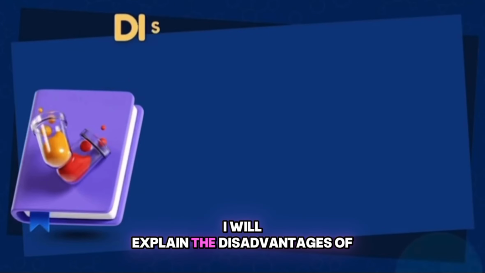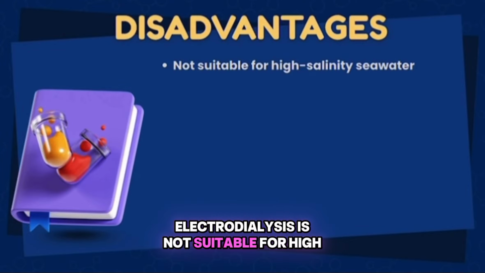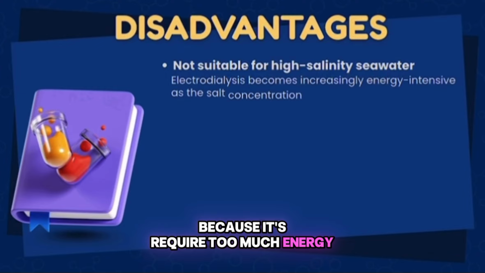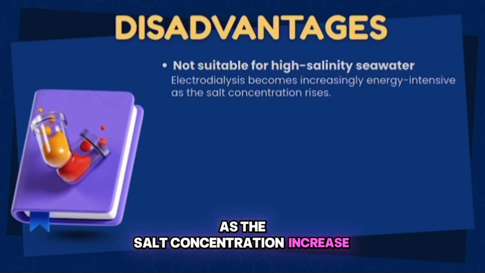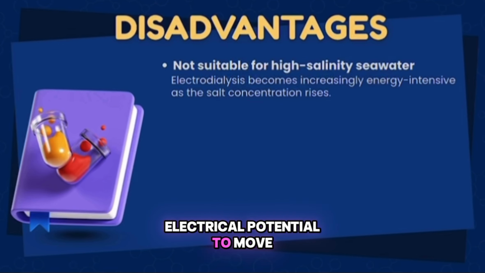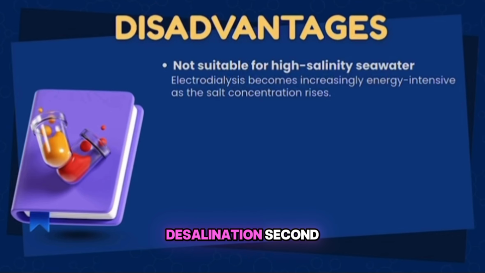Next, I will explain the disadvantages of the electrodialysis process. First, electrodialysis is not suitable for high salinity seawater because it requires too much energy. As the salt concentration increases, the system needs a higher electrical potential to move ions across the membranes. This makes the process inefficient and very costly for typical seawater desalination.